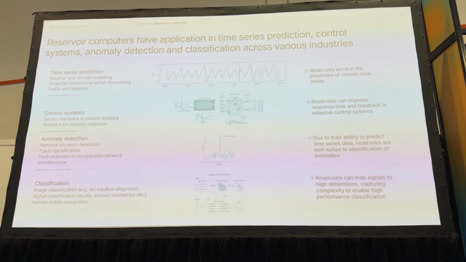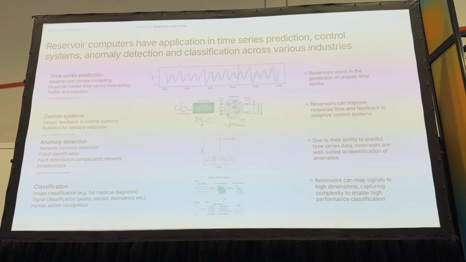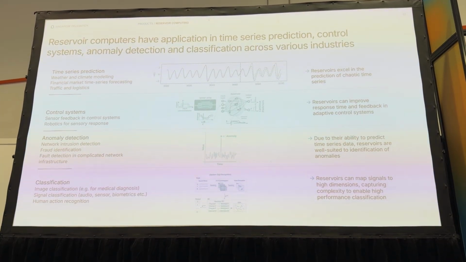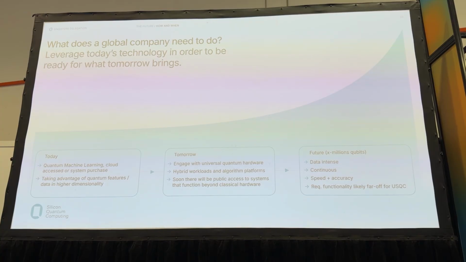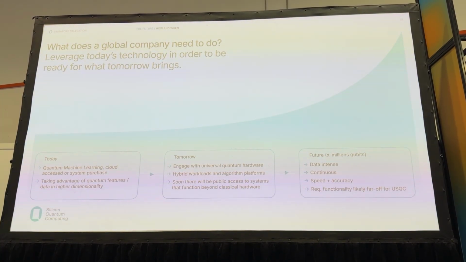That's showing that we can do time series prediction, we can look at control systems to modify it, we can do anomaly detection, and we can do classification in a completely different way from classical AI. We have customers that have been testing it for the last few years, and you'll see that emerging in the next few weeks because we're going to be announcing it next week.